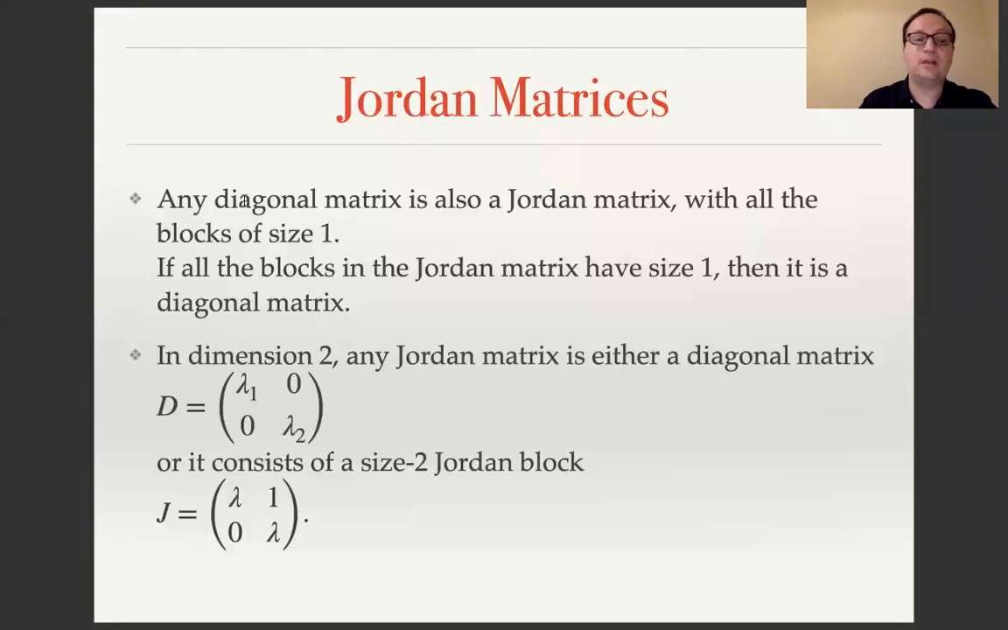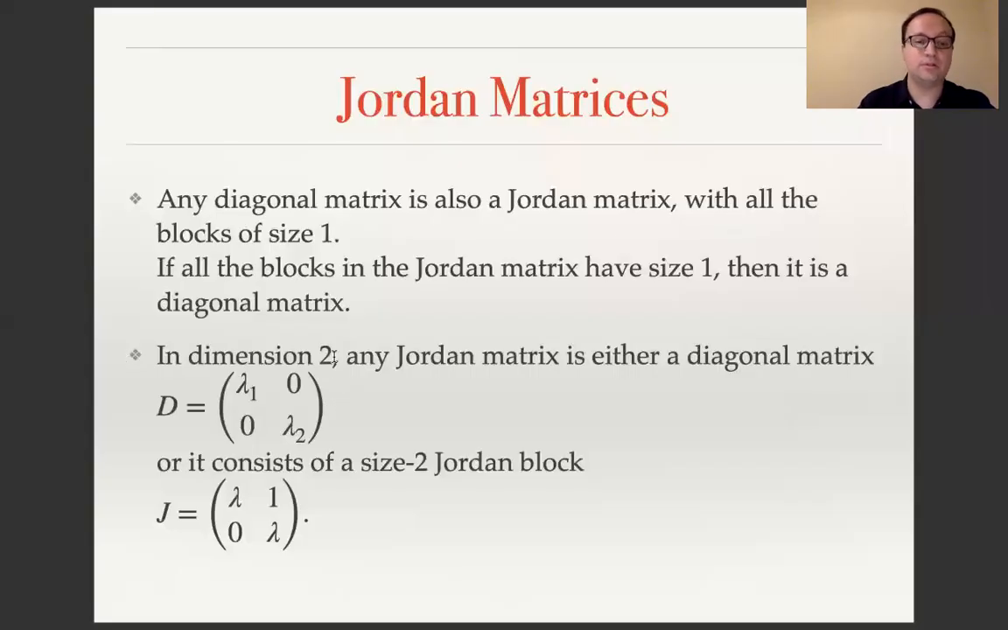So any diagonal matrix is also a Jordan matrix with all the blocks of size 1. So Jordan matrices are a generalization of diagonal matrices. If all the blocks in the Jordan matrix have size 1, then it is a diagonal matrix. If it has some blocks of size 2 or higher, then it is just a Jordan matrix and it is not a diagonal matrix, because any Jordan block of size 2 and higher has ones above the main diagonal.